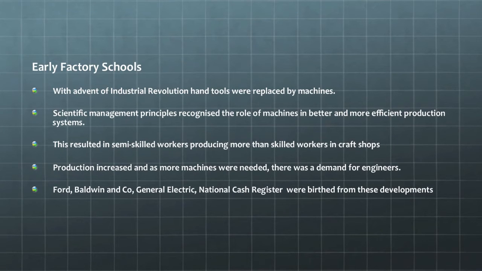The early factory schools. With the advent of the Industrial Revolution, hand tools were replaced by machines. Scientific management principles recognized the role of machines in better and more efficient production systems. This resulted in semi-skilled workers producing more than skilled workers in craft shops. Production increased, and as more machines were needed, there was a demand for engineers. And it is from this that Ford, Baldwin and Company, General Electric, National Cash Register were birthed.